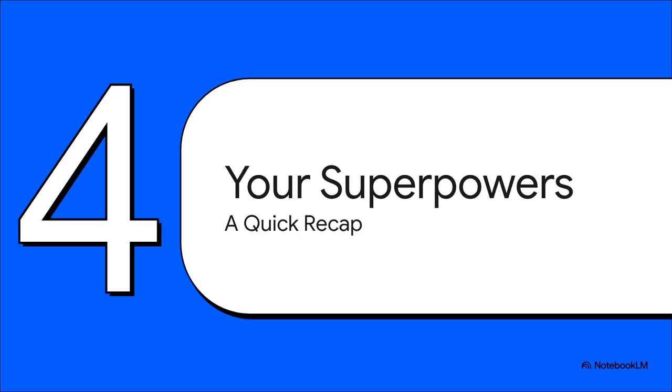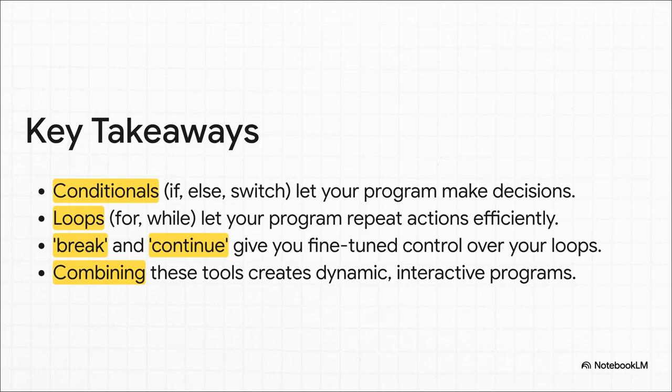All right, let's do a quick recap. We've just covered a ton, but what it boils down to is that you've just unlocked some serious superpowers for your code. You now have the ability to be the director, to tell your program exactly which path to take and when. So here are the big takeaways. Conditionals, your if, else, switch, they're all about making decisions. Loops, your for, while, they're your workhorses for repetition. Break and continue give you that fine-tuned control you need inside those loops.